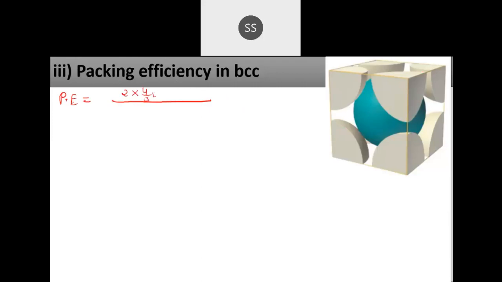That is 4 by 3 pi r cube. So 2 into 4 by 3 pi r cube, you will get the volume of the atoms which is occupied in this unit cell. Now your next job is to calculate the volume of that unit cell. That means you need to get the A and R relationship. To get this, I told you, you should have atoms exactly in contact with each other. Since it is body centered, one atom is present over here, this one, the second one, this blue one you can see, and then the one behind.